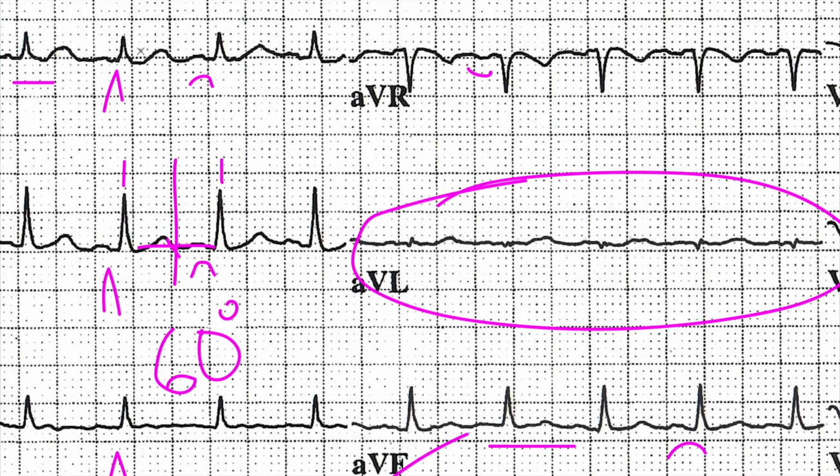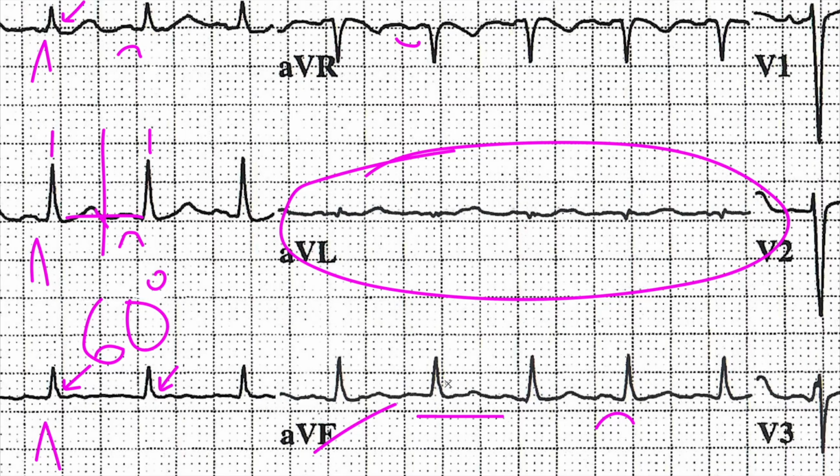Okay, what else can we pull off of here? Looking at these waves, we have that slurring present. See that little kick at the end, where the QRS, here you can see it really nicely. See that little protrusion? So this seems to be happening globally. It's present in AVF as well.